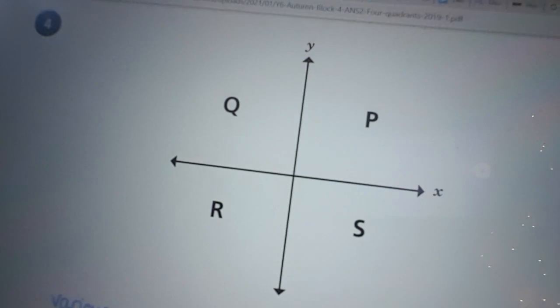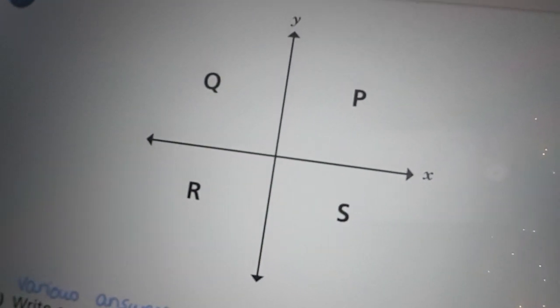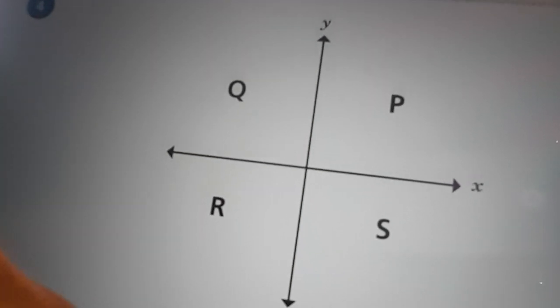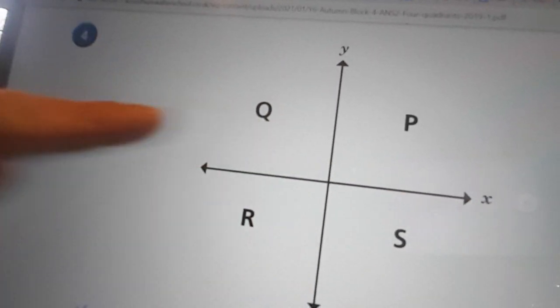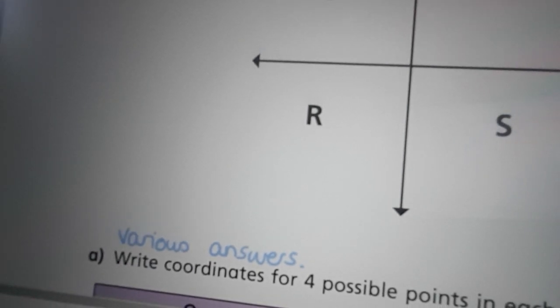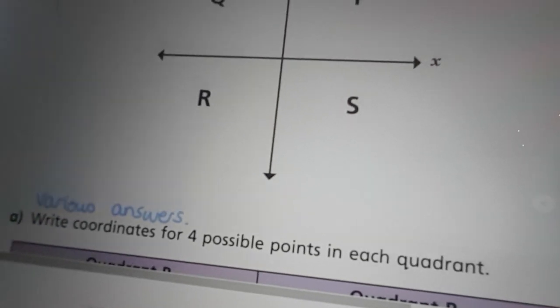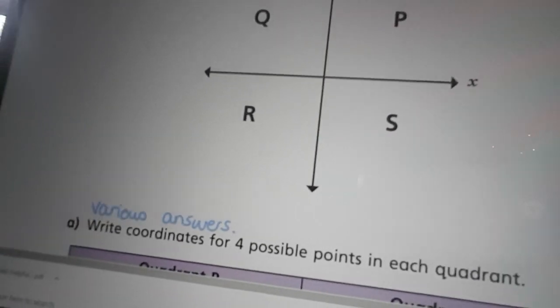Okay, question 4. You have these 4 quadrants and you've got the 4 letters Q, P, R and S. In the middle, you've got the y-axis going up and you've got an x-axis coming across here. Now, A is write coordinates for 4 possible points in each quadrant. And in the answer bit, it says you can have various answers.